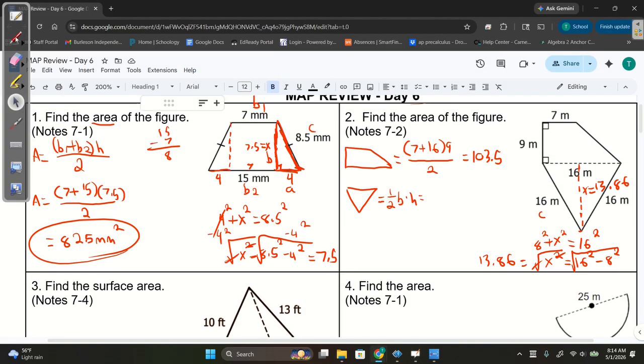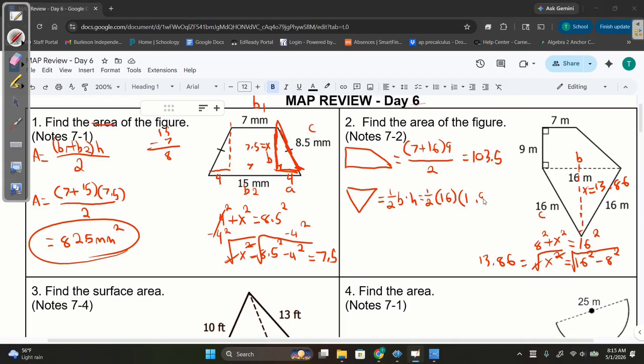Now that I have my base and my height of the triangle, I can go ahead and plug it in. 1/2 times 16 times 13.86, which is 110.88. With both parts of my figure found, all I've got to do is add them together now to get the total area being 214.38 meters squared.